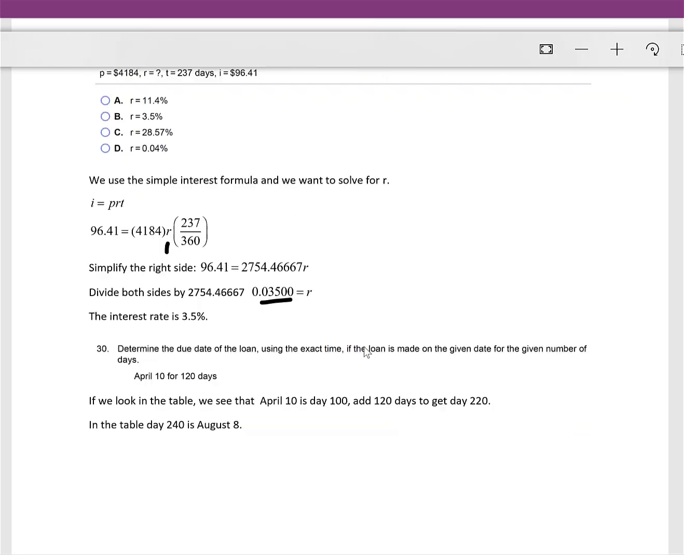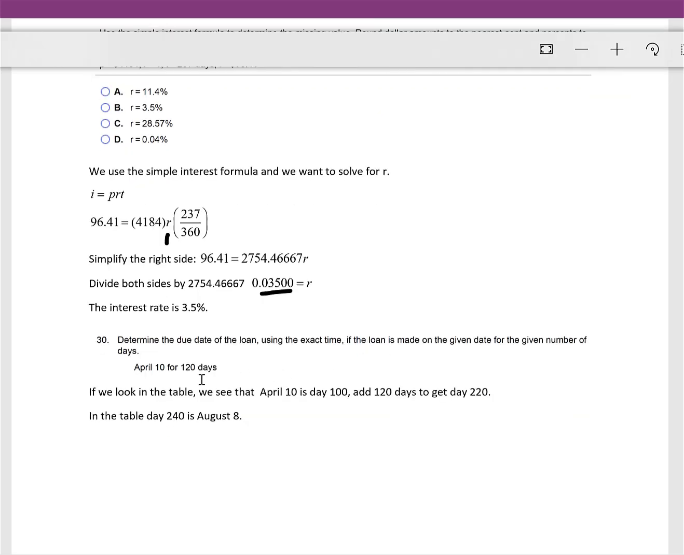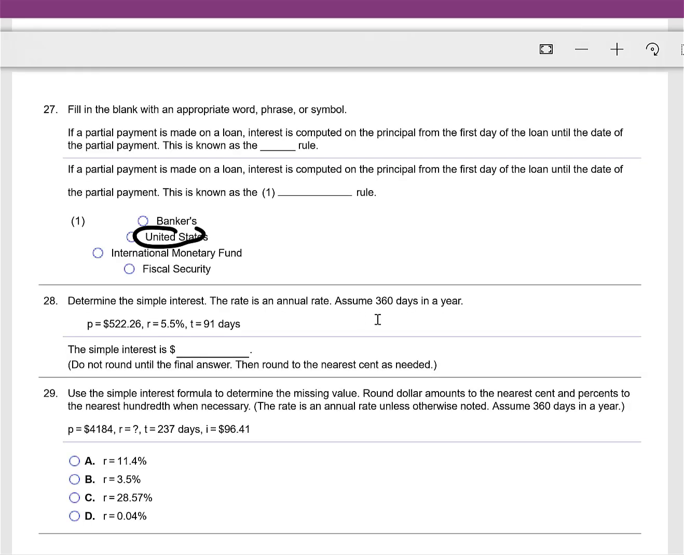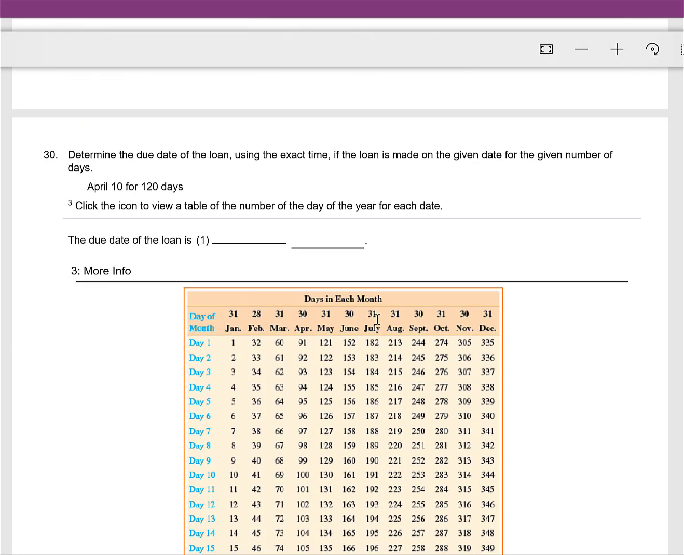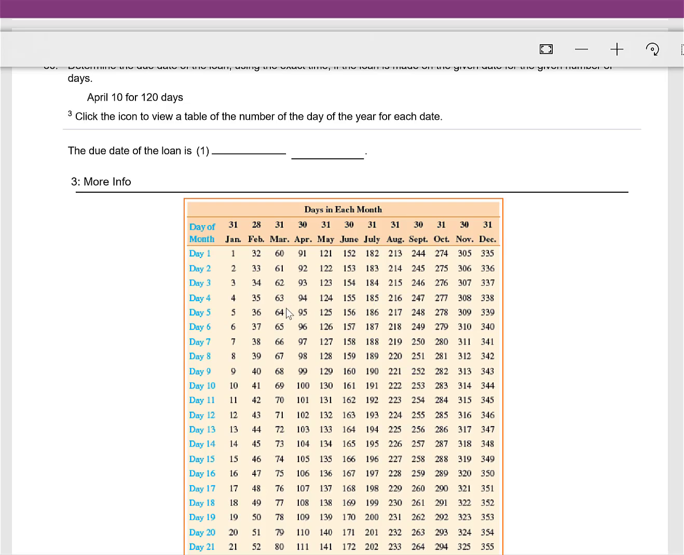Okay, now we're going to determine the date of a loan. So we took a loan on April 10th for 120 days. And I don't have the table here, but you do have the table in the test, and I'll show you over here. So we started on April 10th. So if I go down here for April 10th, which is day 100, and I'm going to add 120 days, so that's going to take me to 220. And so it's going to be due on August 8th.